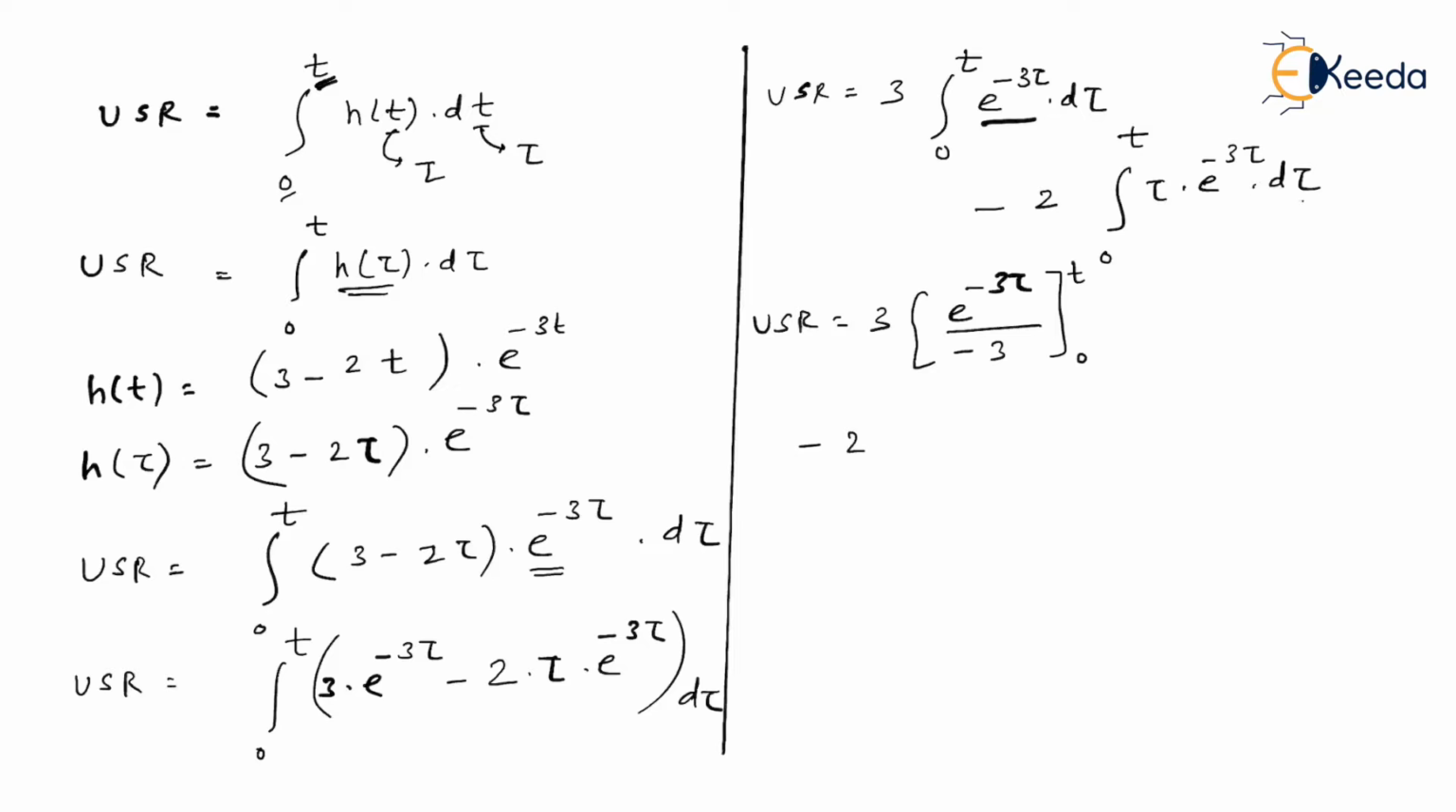As you can see, we are integrating with respect to tau. So we have tau in both the terms. We have to solve this by integration by parts. I'm sure you are quite good in mathematics.